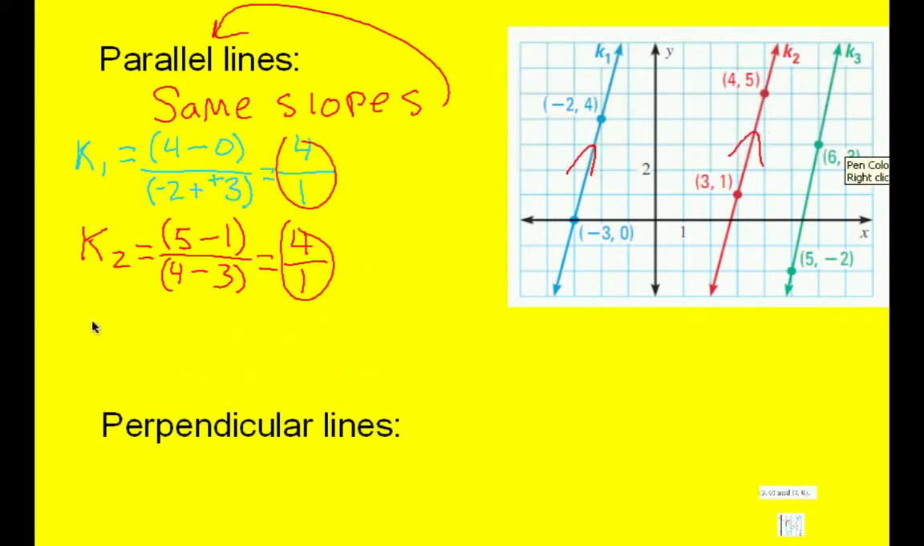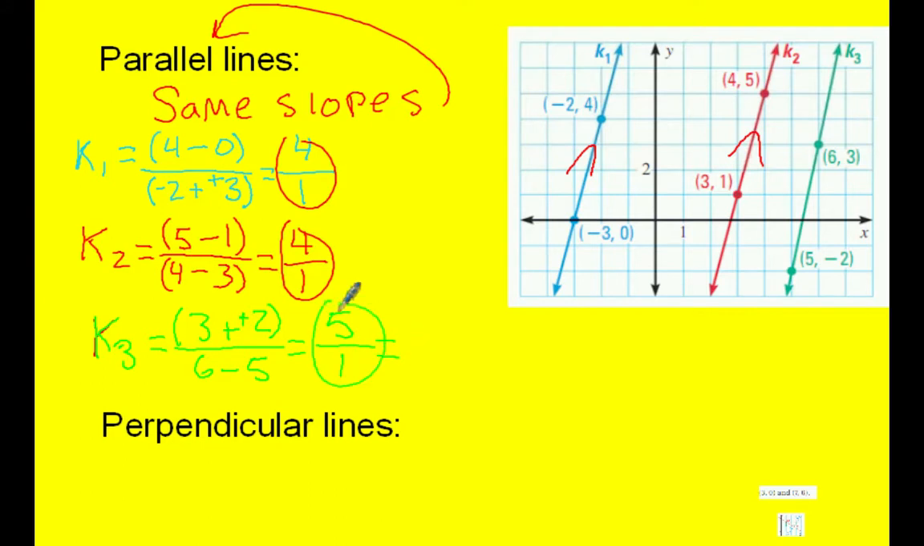All right, let's look at the last line, K3. All right, we do the y's over the x's to find the slope. But look, we end up having 5 over 1. And that's not the same. So it is not parallel to the other lines. So the green line is not the same. It is not parallel to the other lines.